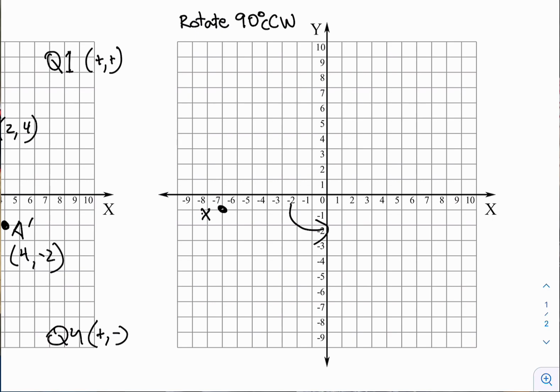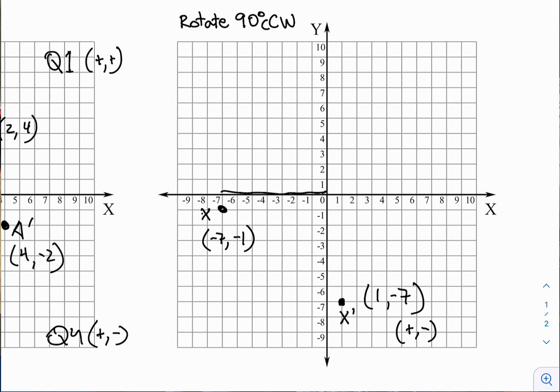So we're back into quadrant 4. And I'm going to go 90 degrees. So again, my coordinates for this one are, I'm at -7 and -1. So since I'm going 90 degrees, I swap them. So now my coordinates are 1 and 7. And because I'm in quadrant 4, I've got to be a positive and a negative. So this would be +1, -7. So I'm going to go +1, -7. And that would be my X prime.